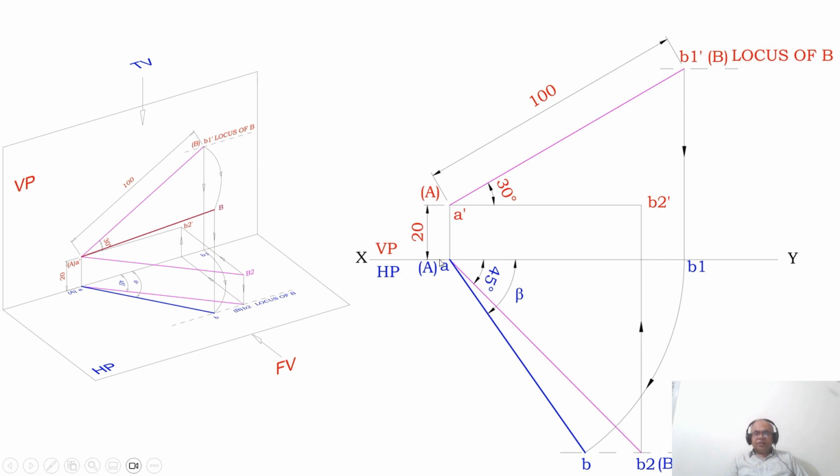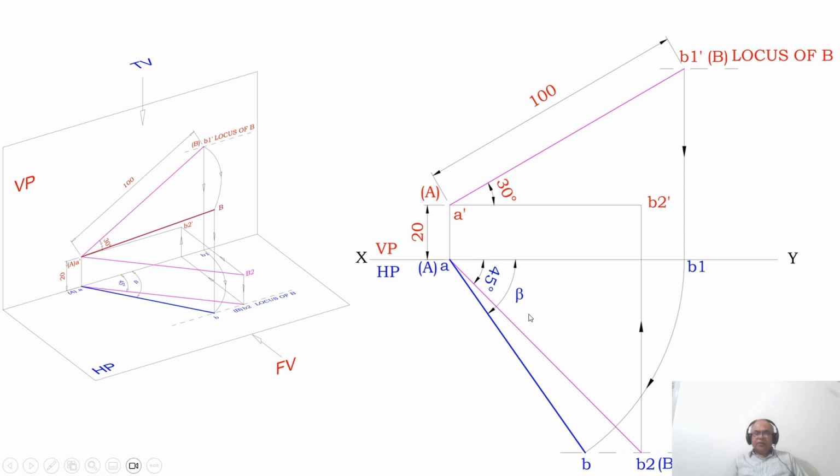That can be possible only by drawing an arc. With A as center, taking the radius of AB1 using the compass, you rotate it such that it cuts the locus of B in the top view. You mark this point as small b and then join A and b with a dark line. Once you do that, you have got the top view.